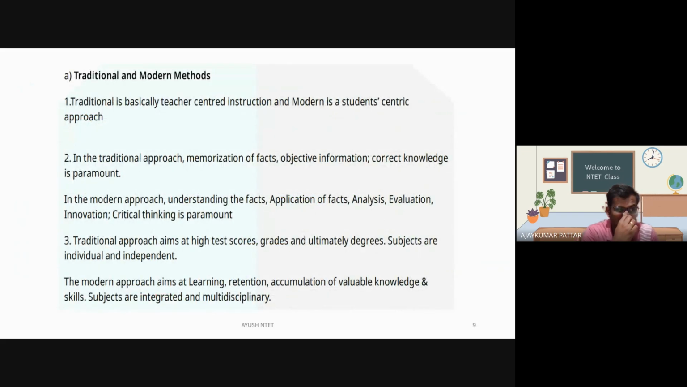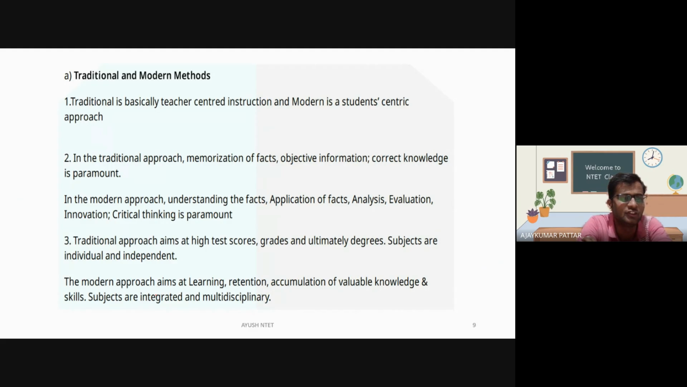Then the main topic or main syllabus point in the NTET, they have given the teaching supportive system: traditional methods, modern methods, and another newer one is ICT methods, information communication technology methods. So from the beginning up to the development of the internet, advanced technology, before internet development, teaching was going on. So those methods we will call as traditional.